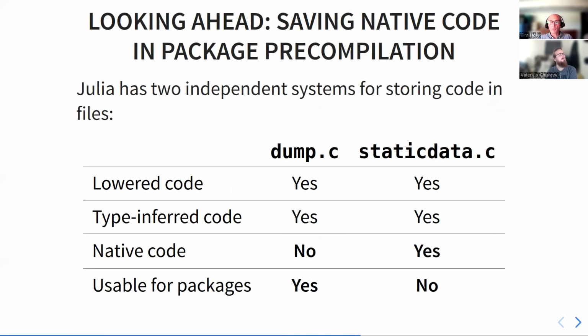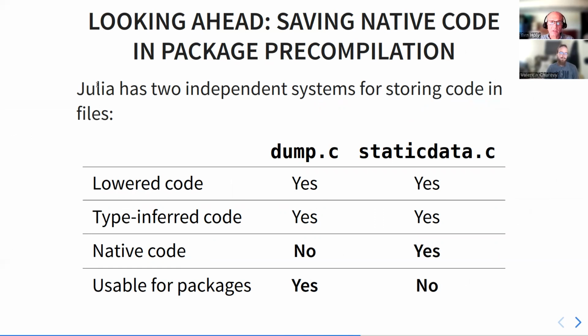So I'm going to transition over now to looking towards the future, towards work that is not yet done, and talk about what will be required to save native code. I'll briefly introduce this topic and then mostly turn it over to Valentin.